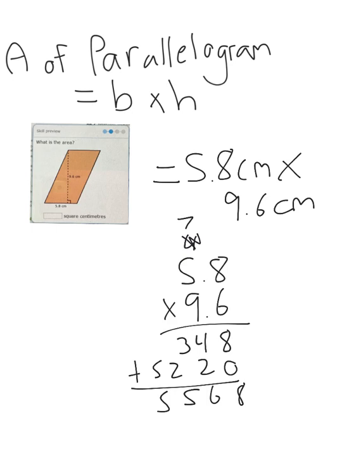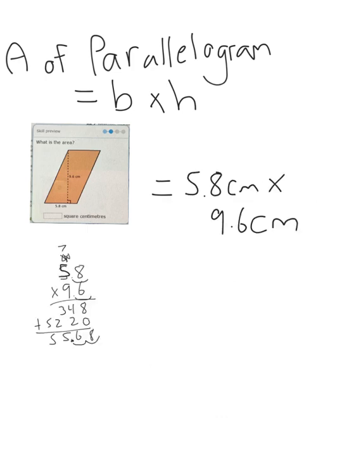Remembering what we talked about earlier with placement of the decimal, this is really saying about 5 times about 9, so it's going to be around 45. So it makes sense that our decimal goes there. You could also say, oh, there's one digit behind that decimal, a second digit behind that decimal, so it goes in two places. So our answer is 55.68. Therefore, our answer is 55.68 centimeters squared.